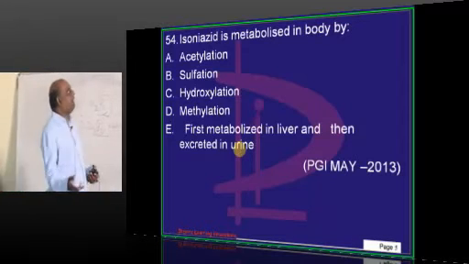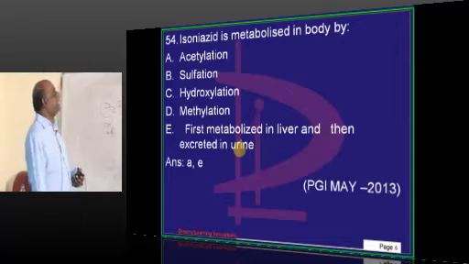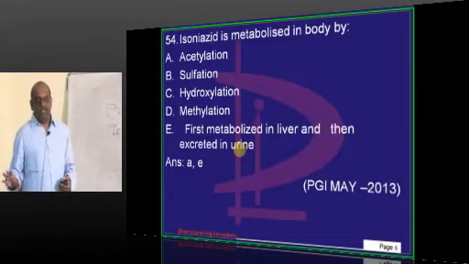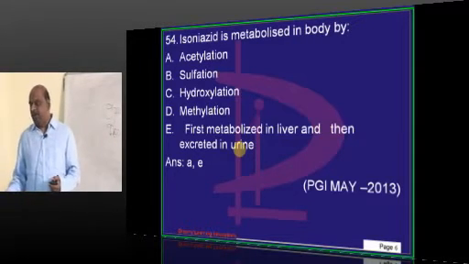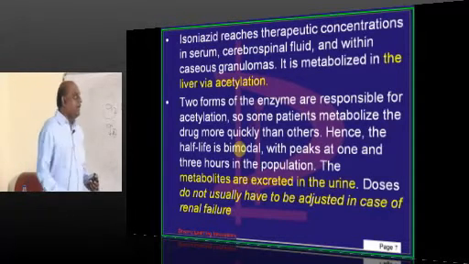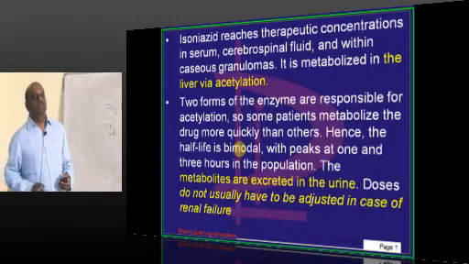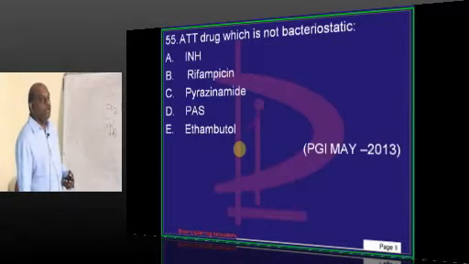Isoniazid is metabolized by what mechanism? It is by acetylation. It is first metabolized in the liver and excreted in the urine, is what you have to basically remember. And if at all there is any renal failure, do you need to adjust the dosage? No, there is no need of adjusting the dosage.